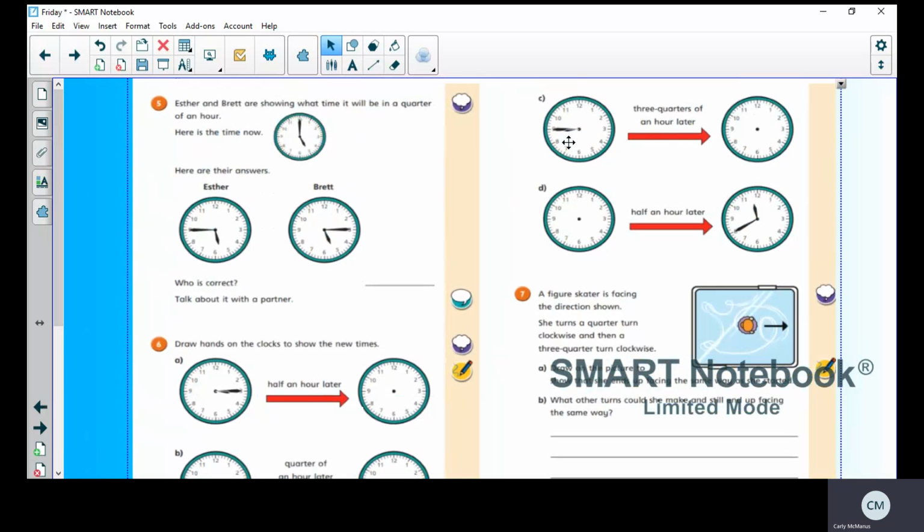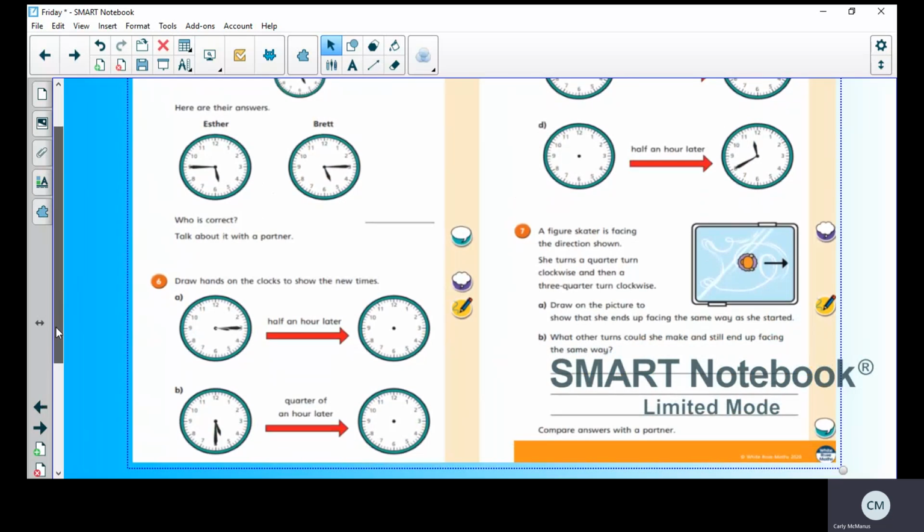And then here it says 3/4 of an hour later. So here is the minute hand, move it 3/4 of the clock. And then here it says this is half an hour later. Can you draw what it was before?